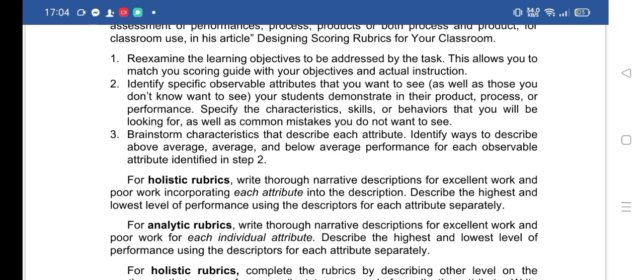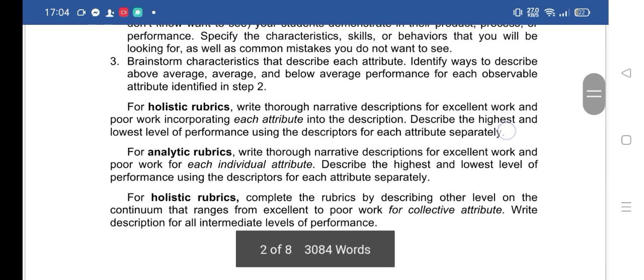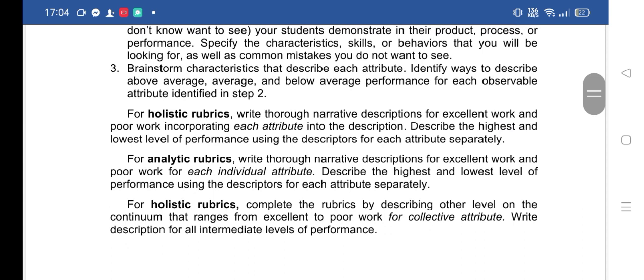Identify the specific observable attributes that you want to see, as well as those you do not want to see. Your students demonstrate in their product, process, or performance. Specify the characteristics, skills, or behavior that you will be looking for, as well as common mistakes you do not want to see. Brainstorm characteristics that describe each attribute. Identify ways to describe above average, average, and below average performance for each observable attribute identified in step 2.